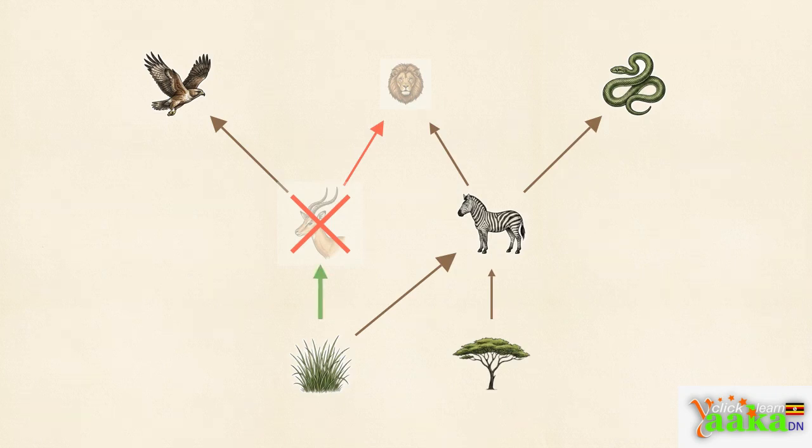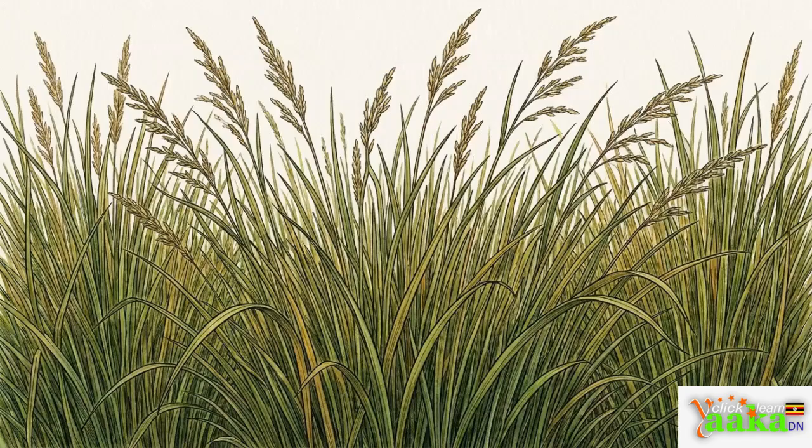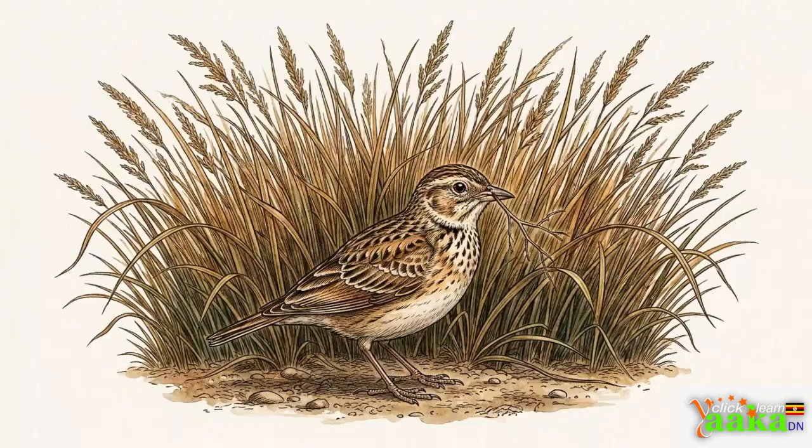Tracing the arrow downwards shows the producer impact. Because the gazelles are no longer grazing, the savanna grass overgrows. That overgrowth creates a secondary ripple effect. Denser grass physically changes the landscape, forcing out ground-nesting birds and altering insect populations that rely on short vegetation.